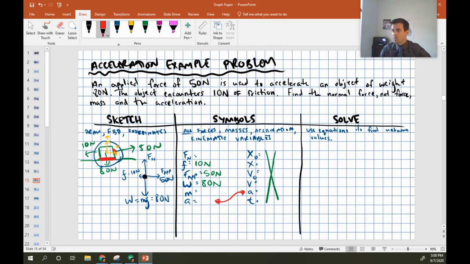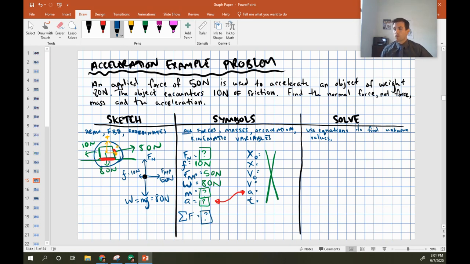Okay, so we've described some variables. I think everything else here is things we want to know. We want to know what normal force is. We want to know what mass is. We want to know what acceleration is. Oh, and I didn't write it down, but we also want to know what the net force is.